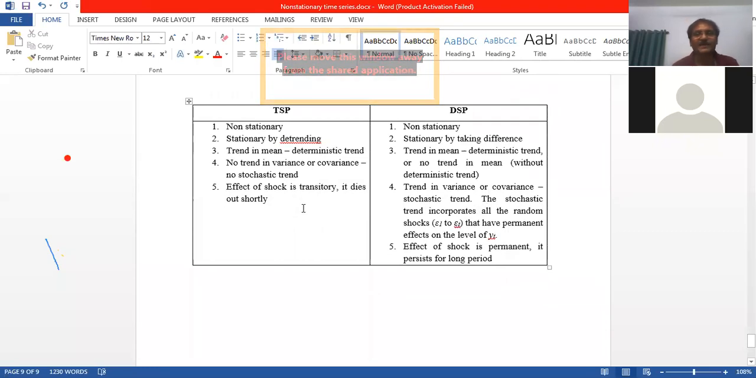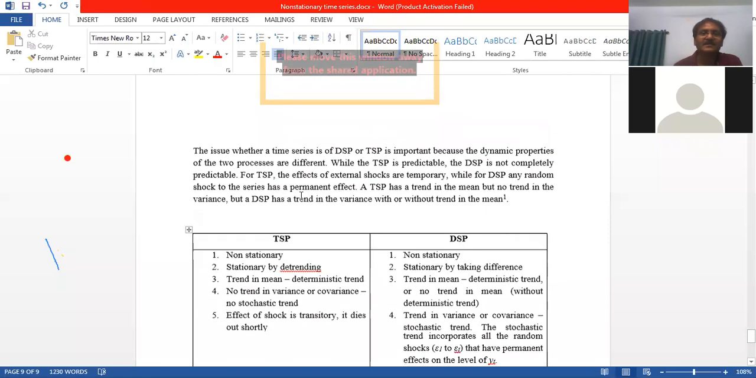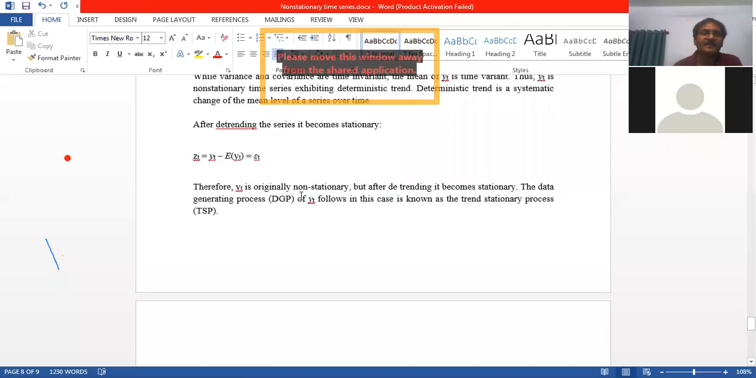In the case of TSP, the effect of shock is transitory. Why? Just look at the expression, deviation of actual y from its trend value. This yt is the actual time path of y. This is the trend value. And this difference is the epsilon t. And by assumption, epsilon t is white noise. That's why its effect will be temporary in nature.